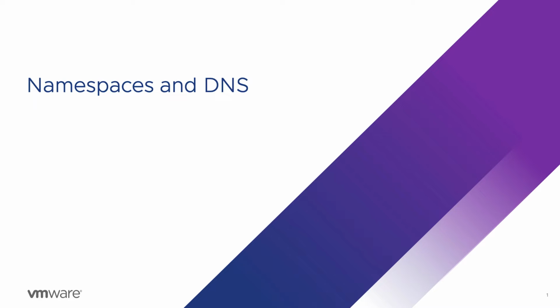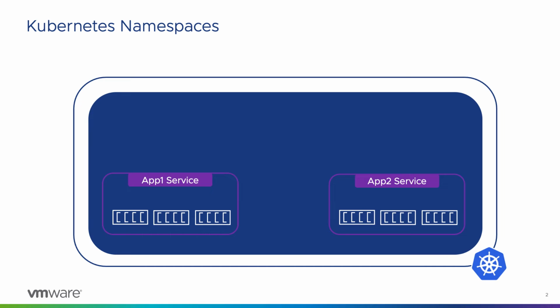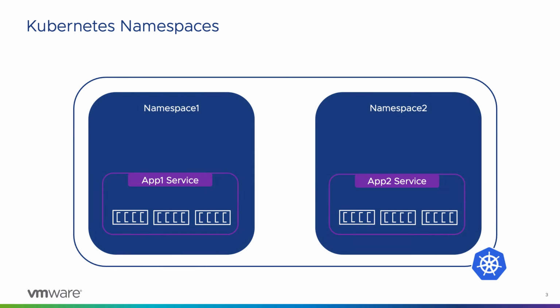This video focuses on Kubernetes namespaces and DNS. A Kubernetes namespace is a way for us to take the Kubernetes cluster and divide it up into pieces. Instead of deploying our pods and services into a big pile, we can use namespaces to organize them into groups.